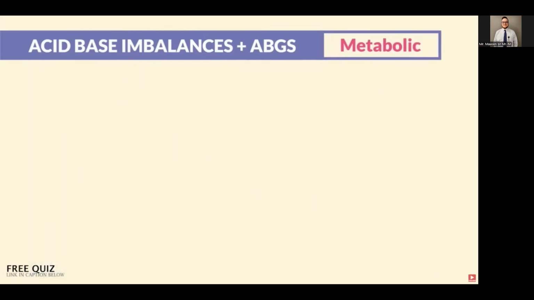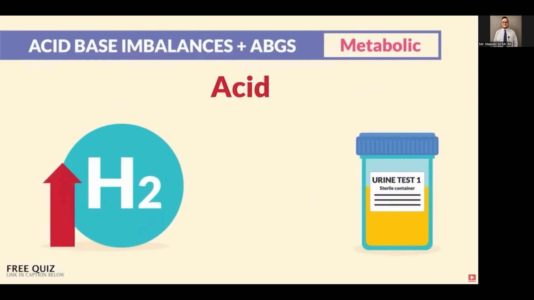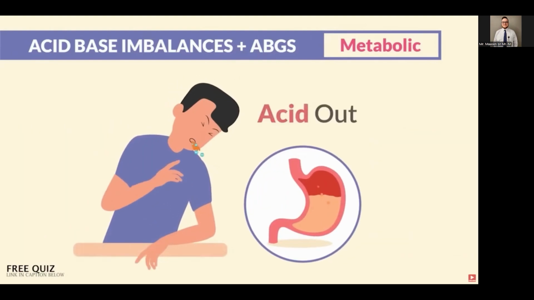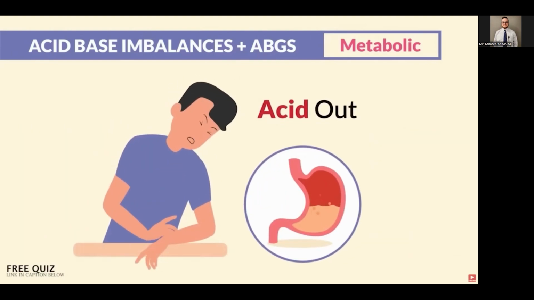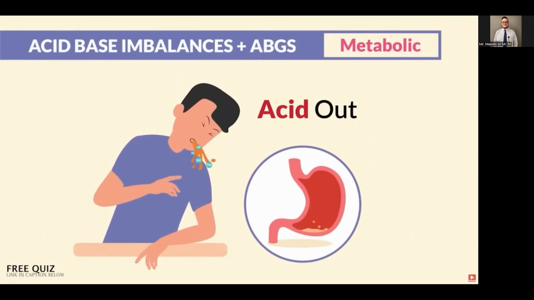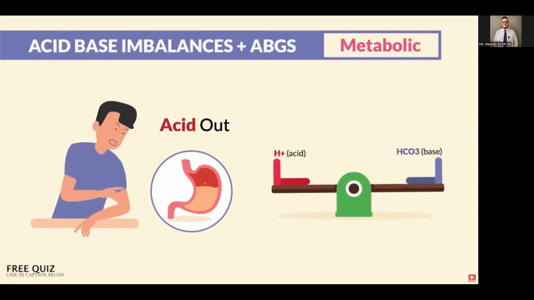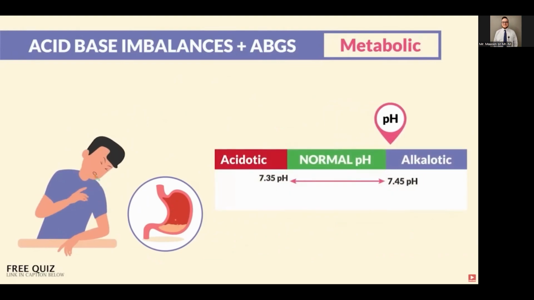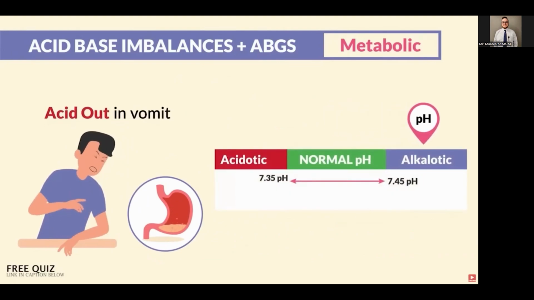For metabolic, as mentioned before, acid can be found in the urine from those high hydrogen ions and also in the stomach acids, right? So what happens if the patient vomits out all that stomach acid? Well, what are we left with? Acid or base? Well, base. We're left in alkalosis since we threw up all that acid out of the body and into the potty.